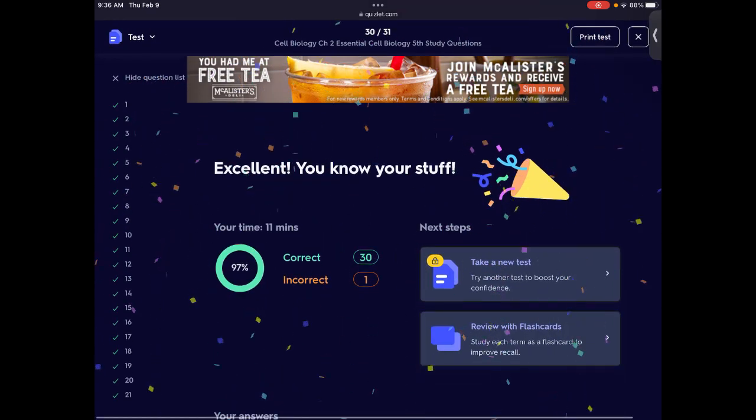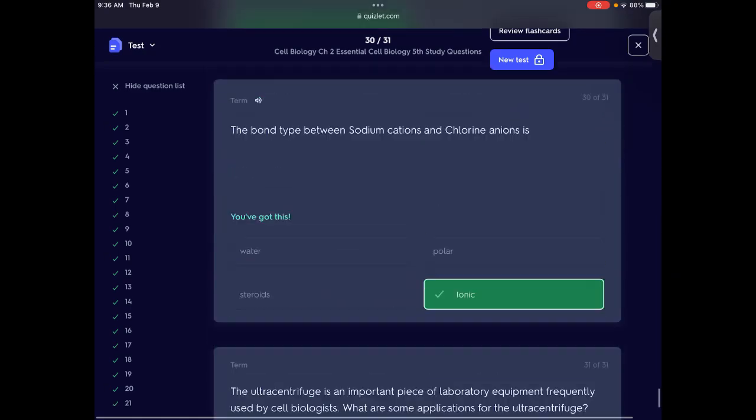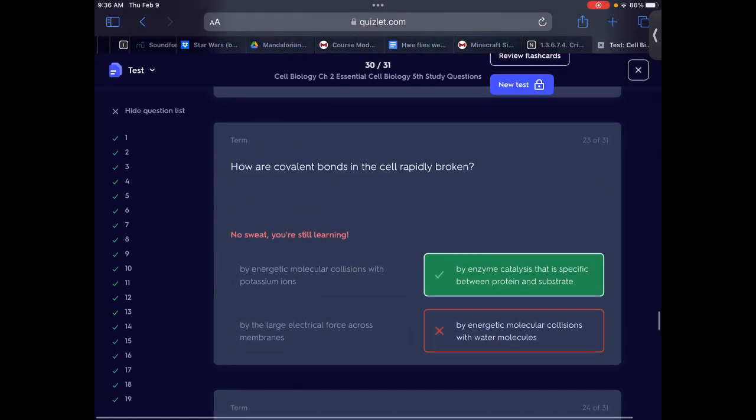Oh, we got one incorrect, so 97%. Let's see which one we got incorrect. We got... How are covalent bonds in the cell rapidly broken? By enzyme catalysis. Okay. So it's specific between protein and substrate.